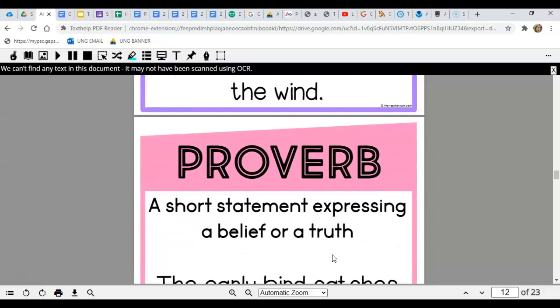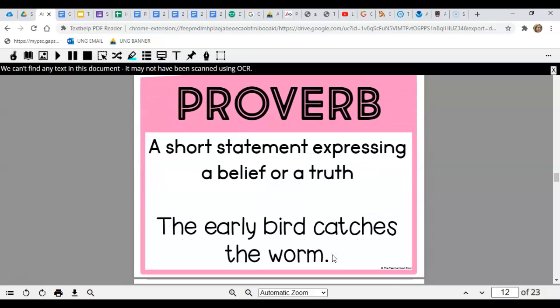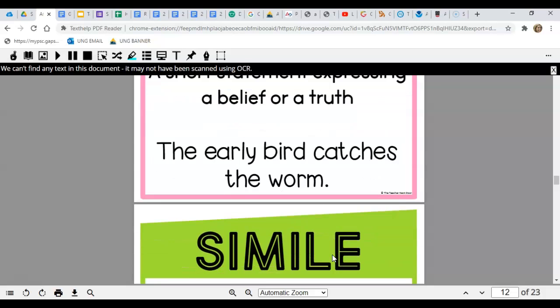Proverbs are short statements expressing a belief or a truth. The early bird catches the worm, okay? A lot of times these can kind of be put into theme, and we'll talk about theme later.